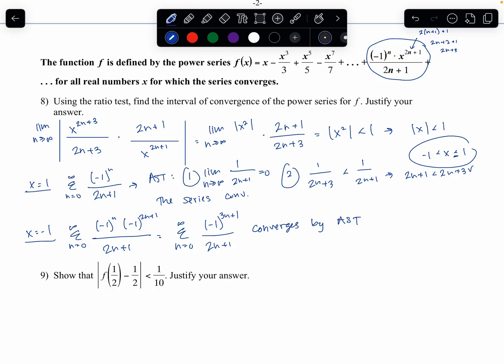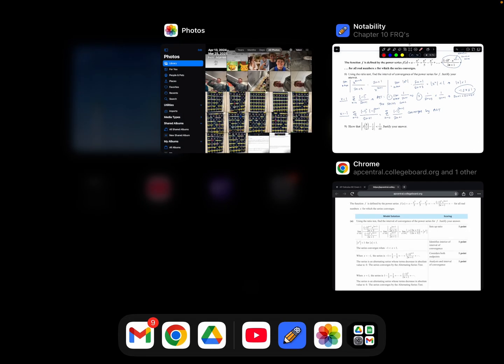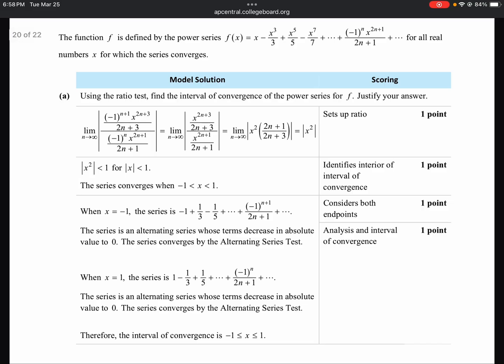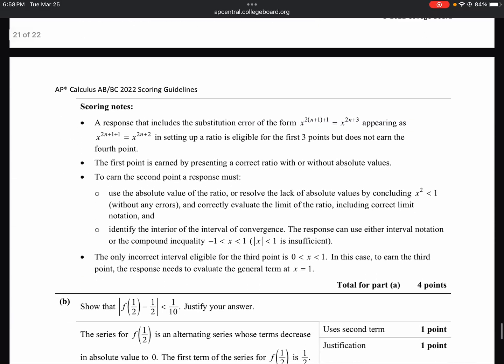And then I'm going to include -1 as well. So here's my alternating. This is the interval of convergence. Let's go ahead and check the key. And so here we have 4 points. So let's check the scoring notes.